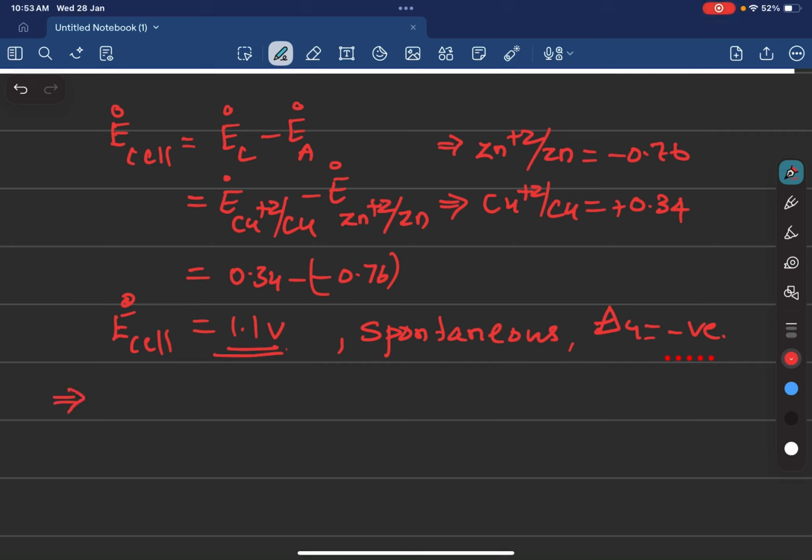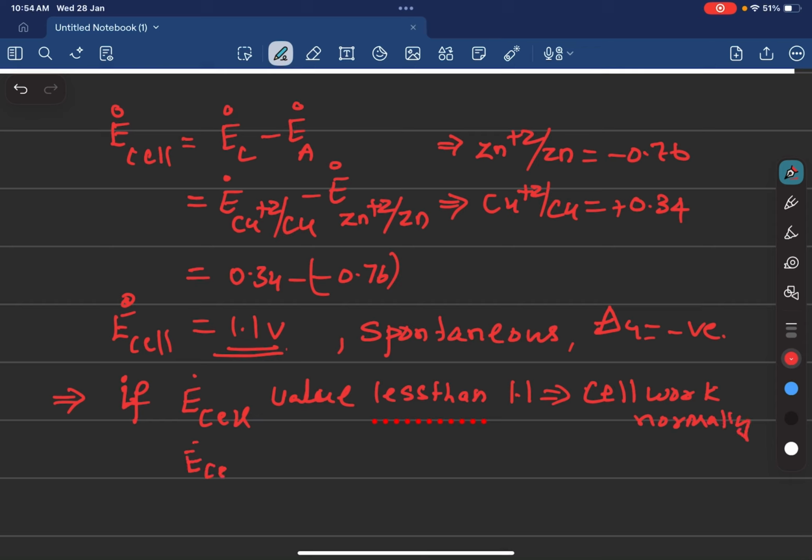Here are a few conditions you need to understand. If E naught cell value is less than 1.1, then the cell will work properly as it is, so the redox reaction happens very smoothly. The cell works normally or properly.